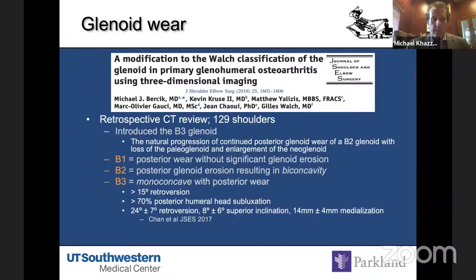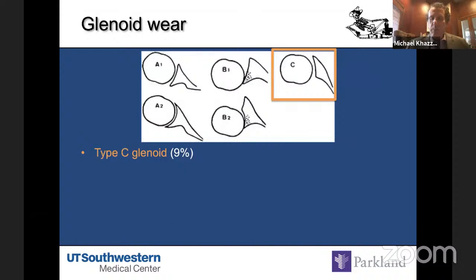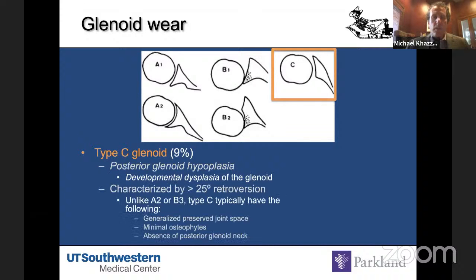total shoulder arthroplasty. And then the C-type glenoid is the hypoplastic or dysplastic glenoid, where it's failure of ossification of the posterior ossification center of the glenoid, and it's usually a hypertrophic labrum. It's a developmental dysplasia. It's usually characterized by greater than 25 degrees of retroversion. Generally, the joint line is preserved, there's minimal osteophyte formation, and there's characteristic absence of posterior glenoid neck. And these radiographs and CT scans are typically very characteristic and easy to spot.